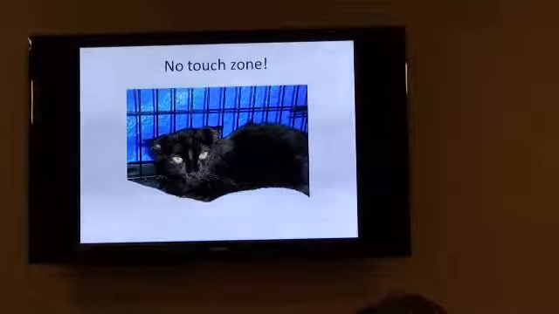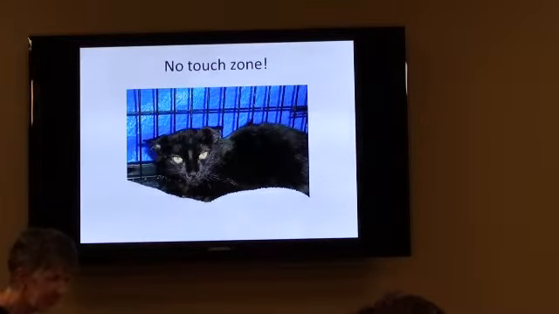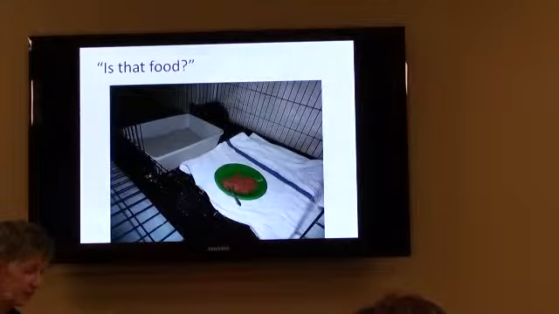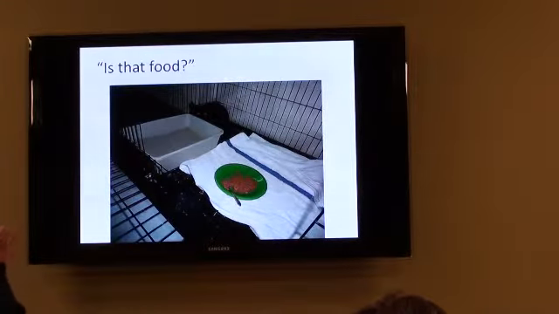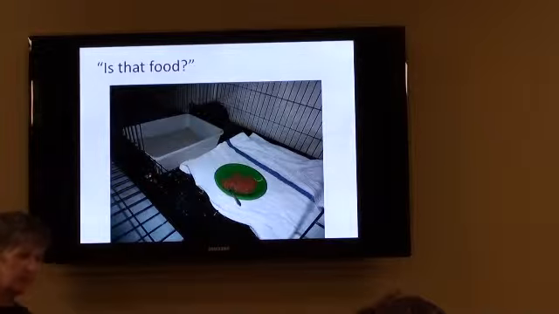Okay, so this kitty really didn't want to have anything to do with me. He doesn't like me. Okay, so then when you put the food down, let's go.